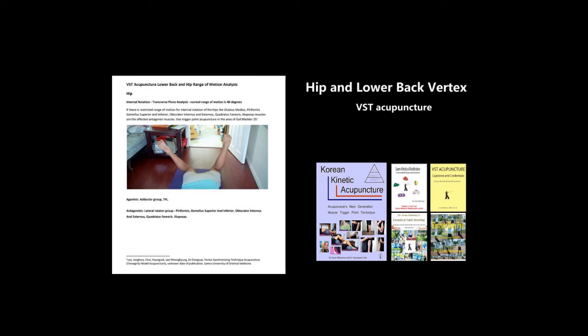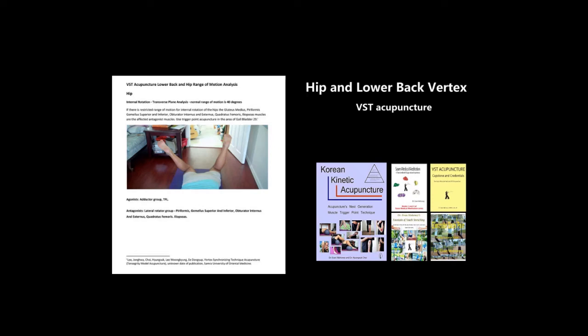So the agonist muscles which initiate that motion are the adductor groups and the tensor fasciae latae on the lateral side of the hip, while the antagonists, which are the restricting muscles that need to be needled in case of restricted range of motion, are the piriformis muscle, gemellus superior and inferior, obturator, quadratus femoris, and iliopsoas. In this case, I'm just doing a lot of piriformis work, which is the mid to lower buttock area.